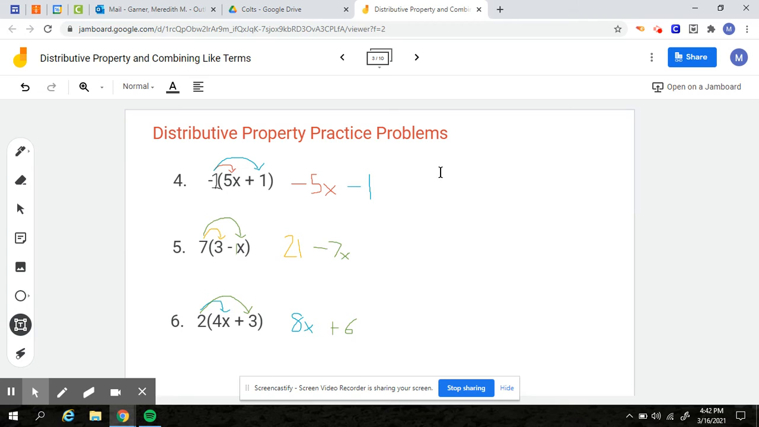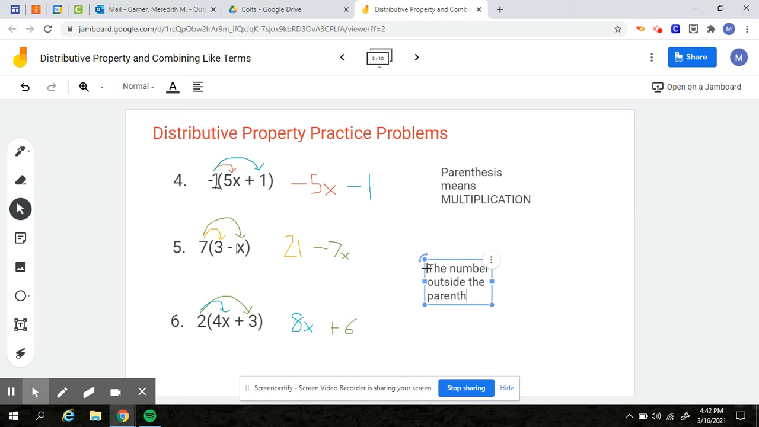All right, so a couple things to remember is that your parentheses means multiplication. And then to remember that the number outside the parentheses is being multiplied by everything inside. All right, so that whatever is outside, you're distributing it. You're passing it out to everything that's inside.